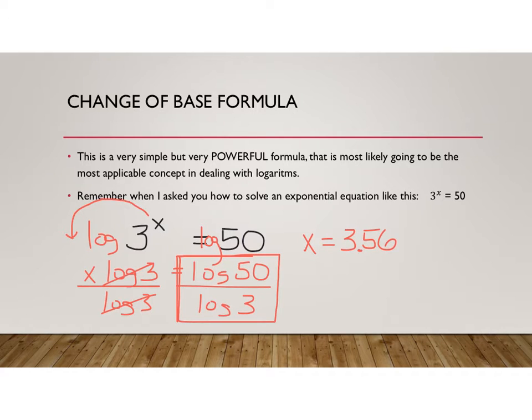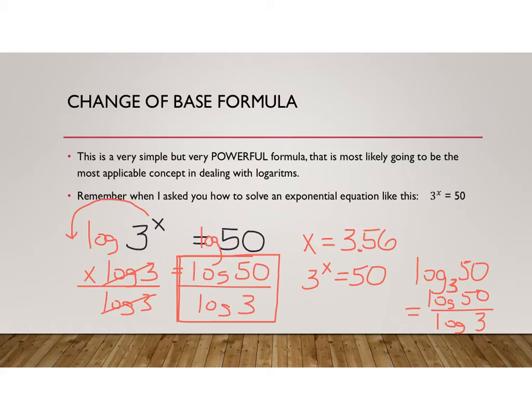Okay, so we're solving an exponential equation using the change of base. Now, what does that change of base mean? If we take this original equation and change the form of it, it'd be log base 3 of 50. That means the same thing. This is a base 3 logarithm. We could solve this, though, by doing log of 50 divided by the log of 3. So I have, in a sense, changed the base of 3 to base 10 to solve that.